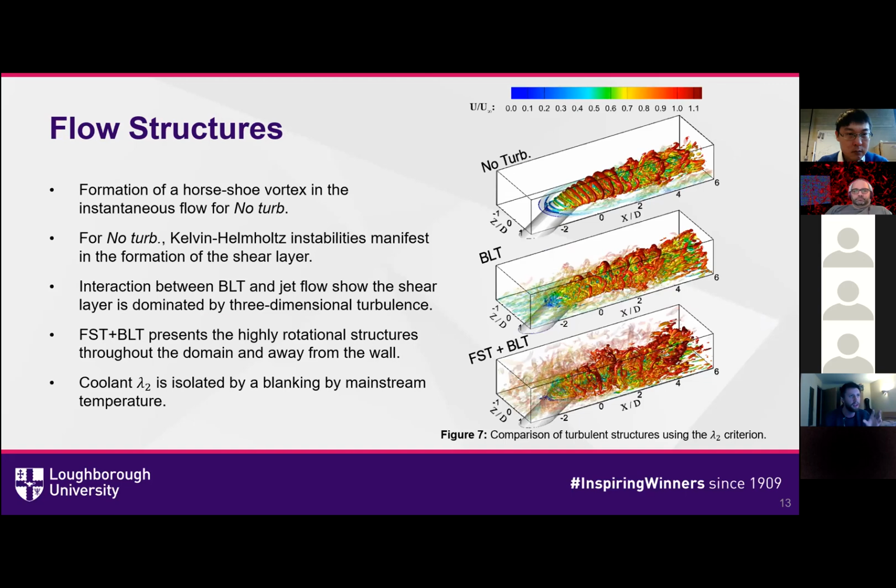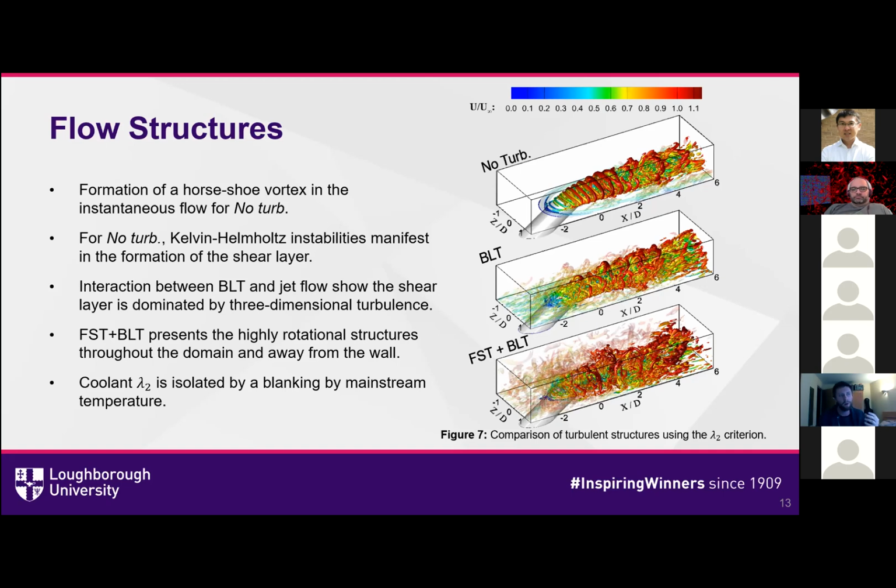But it's also useful to look at the instantaneous flow structures, which are plotted here using the lambda 2 criterion, and we've isolated the coolant lambda 2 by blanking the mainstream temperature to allow us to see a little more clearly what's happening under the flow. For the no inflow turbulence case, we can see that we have this instantaneous horseshoe vortex that rolls up ahead of the coolant hole and then turns around the coolant hole, and we get a little bit of transition as we progress downstream. But what's prominent here is the Kelvin-Helmholtz instabilities that manifest within the shear layer.